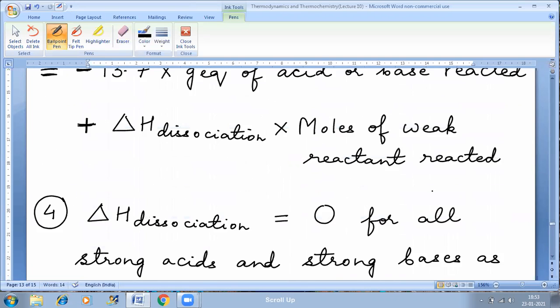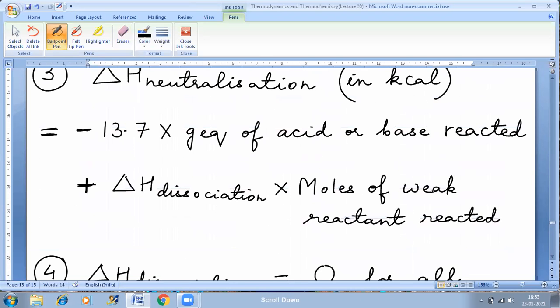अच्छा और एक बात, इस फॉर्मूला में किलो कैलोरी में किया है तो इसके लिए -13.7 यूज किया है. अगर किलो जूल में चाहिए तो 57.3 यूज करना पड़ेगा. And this thing, delta H dissociation, this also will be in kilocalorie per mole. तो कोई मतलब नहीं होगा ना, सब किलो कैलोरी में नहीं होगा तो क्या मतलब है? Units have to be consistent. Okay.